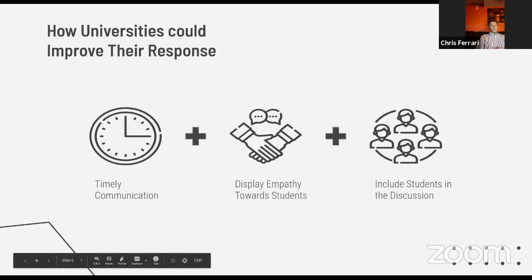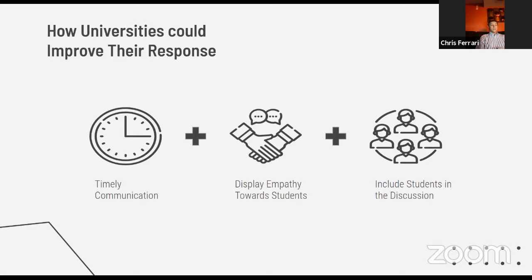So from all of our collected responses, we were able to identify three main ways in which universities could improve their responses to this pandemic. The first one being timely communication. Most decisions made by different universities were made at a near last-minute time, and it left students scrambling to figure out their plans for the remainder of the school year.